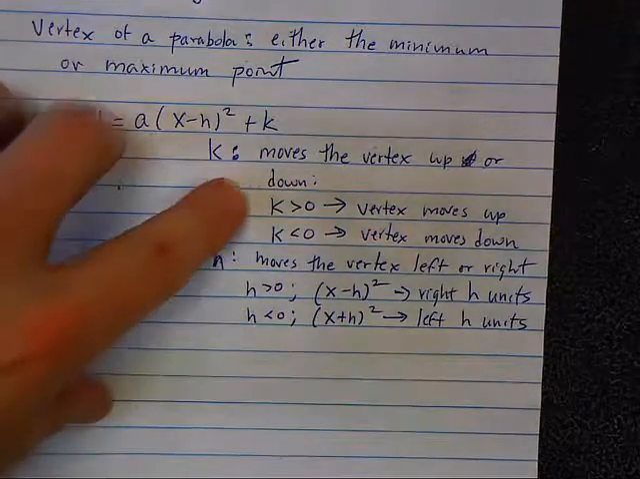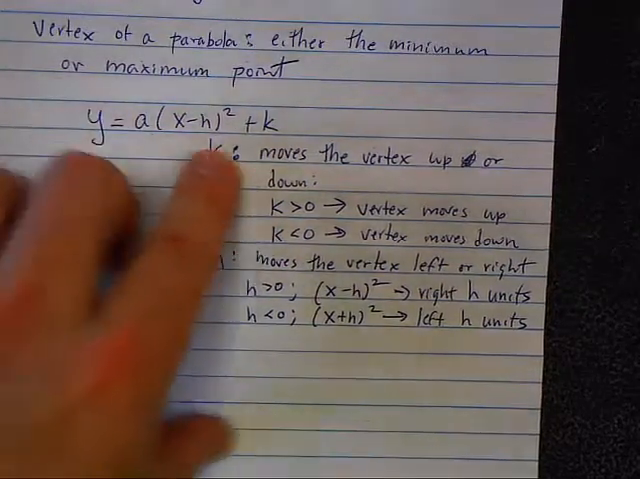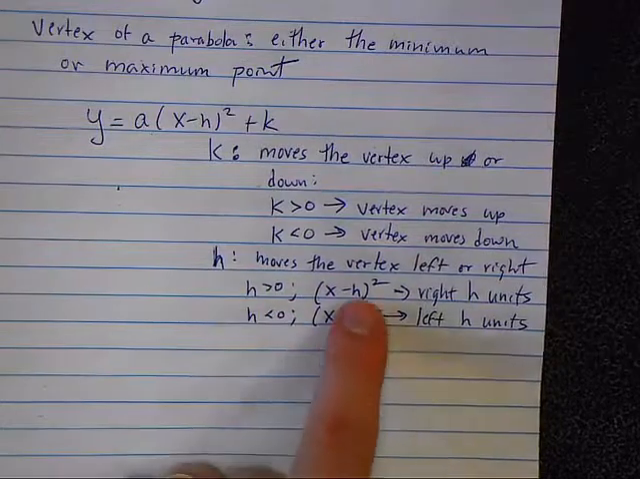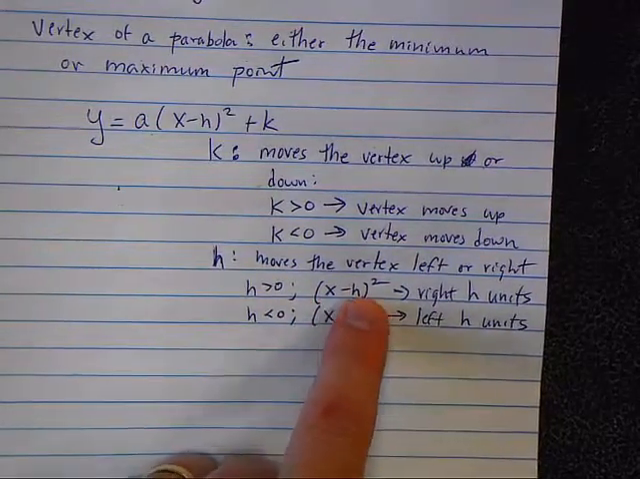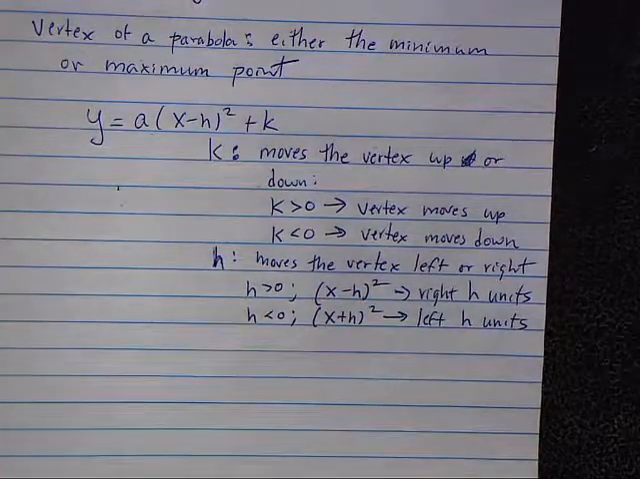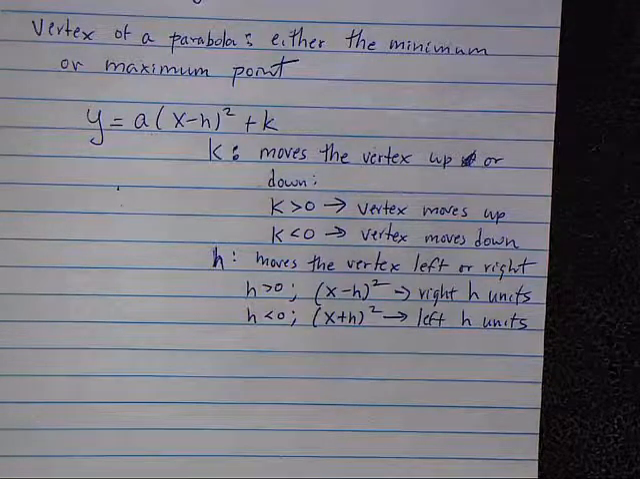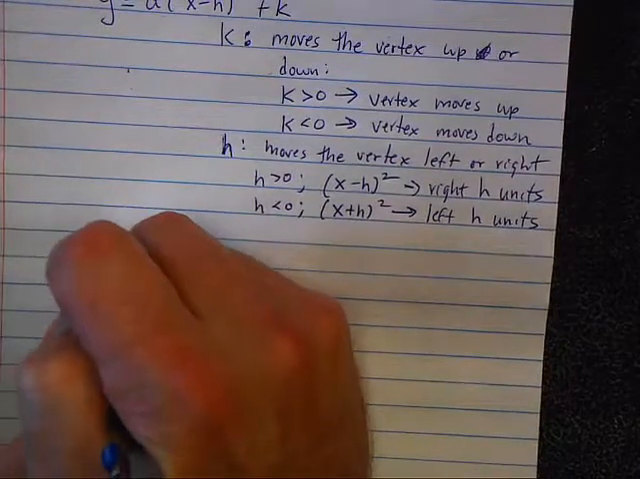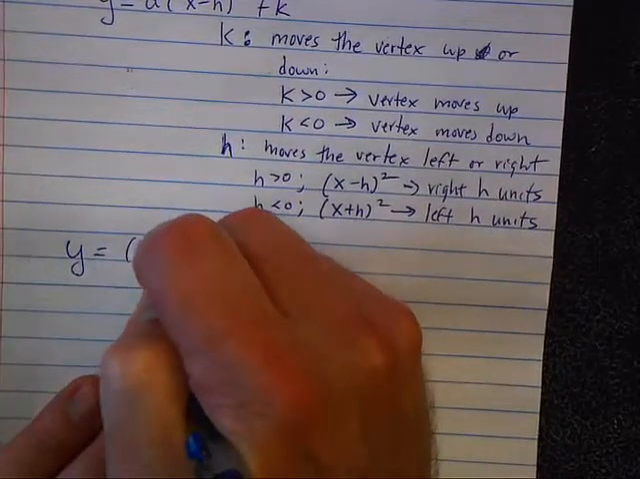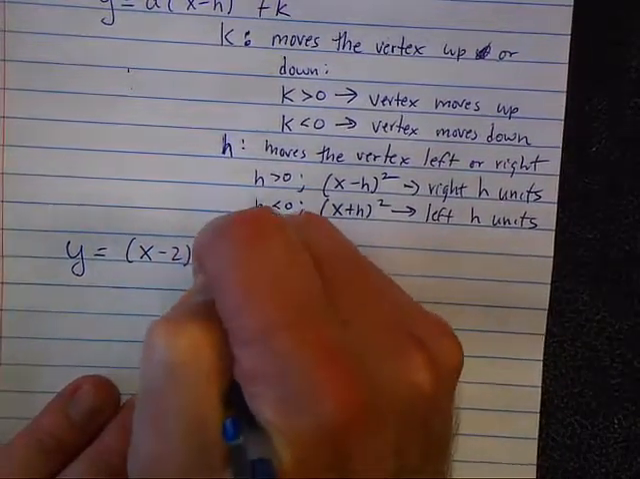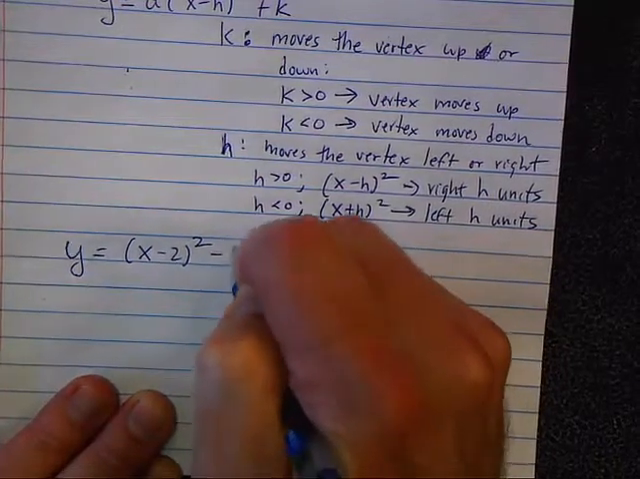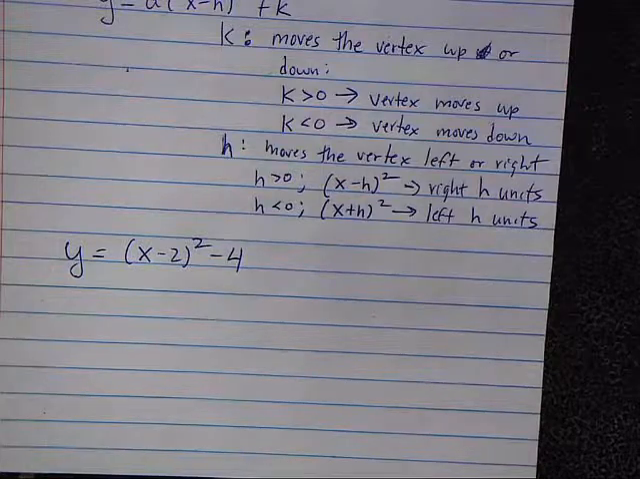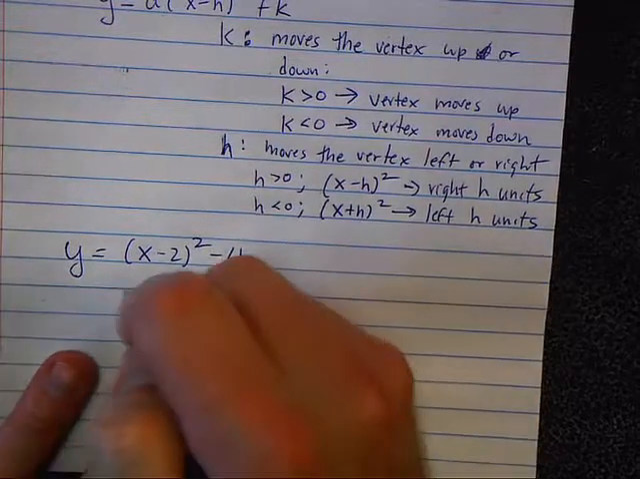So what I always tell my students is left and right works backward. Okay? Up and down works perfectly. If k is positive, then you end up with a plus k on the end and it moves it up. Makes perfectly good sense. But here, if h is positive, then you're going to have an x minus h, but it still moves it to the right. All right, so I might give you a problem like this: y equals x minus 2 squared minus 4. I want you to tell me the vertex.